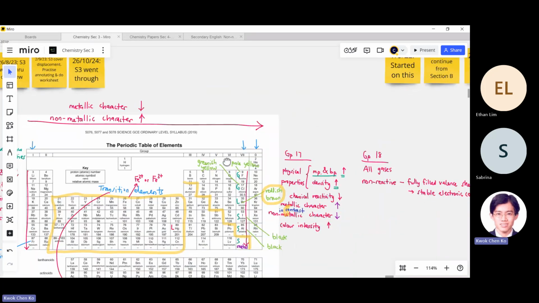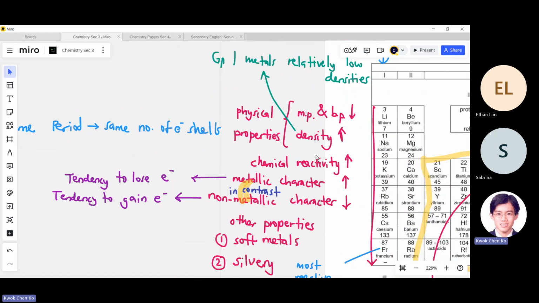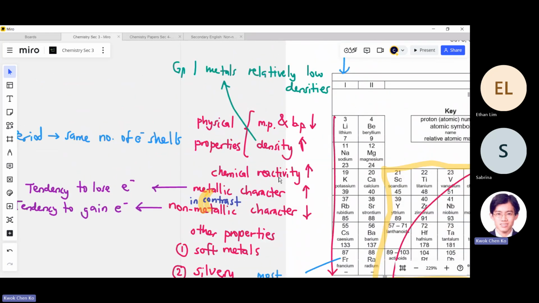Now, guys, I just want to add a couple of points here. When I was going through group one, I did mention chemical reactivity. But what exactly does it mean? In simple terms, it means that it likes to react with, let's say, water, or it likes to react with acid. Those are valid descriptions. But let me give you an alternative description of chemical reactivity.